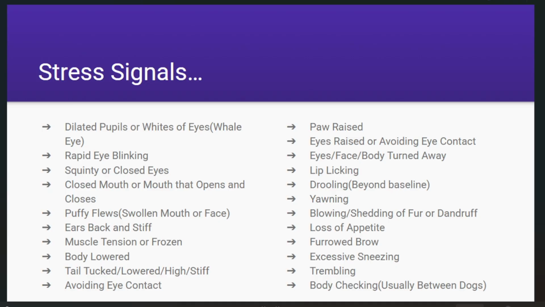Trembling, body checking, usually between dogs, but this can happen with you too. Basically, body checking is when they kind of bump you a little bit.